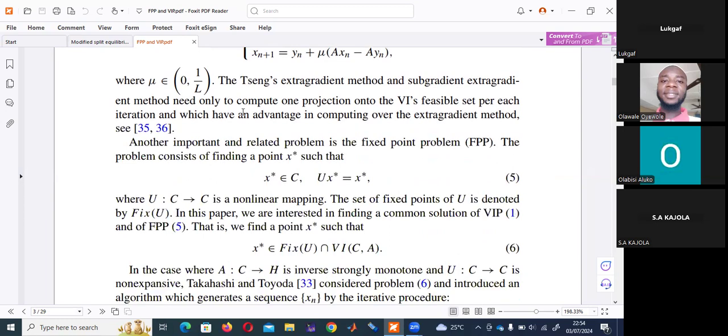Then this is also the fixed point problem. You also recall the fixed point problem. Jointly, what they are trying to do now is find a point in the intersection of two convex sets. This is the first convex set, which is the set of fixed points of the operator U, and the other is the solution set of the VIP. Do you understand? Yes, sir. Okay.